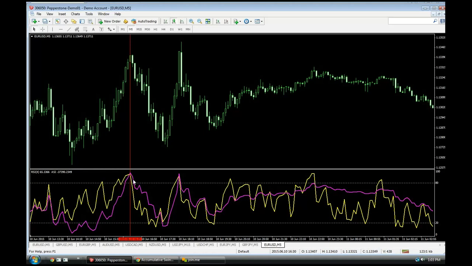As you can see, when both the ASI and the RSI were at the very top level, the 100 level, this is where the currency did reverse, and this is on an M5 time frame chart. This would be like a 15-minute trade right here.